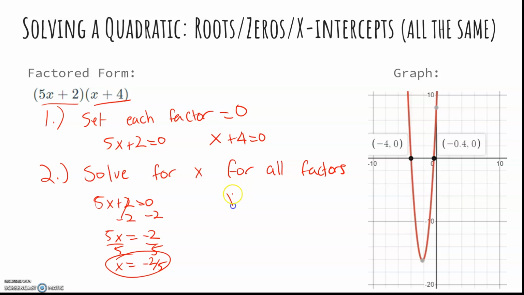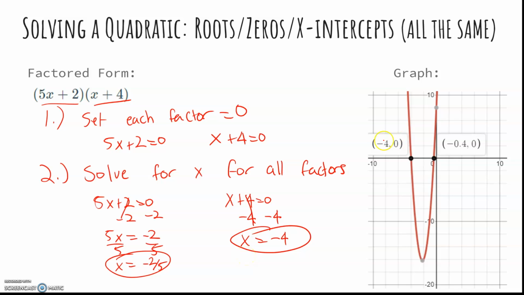And then I will take my other factor, x plus 4 equals 0, and solve for x. I'm going to subtract 4 from both sides. That gives me x is equal to negative 4. That is my other solution.